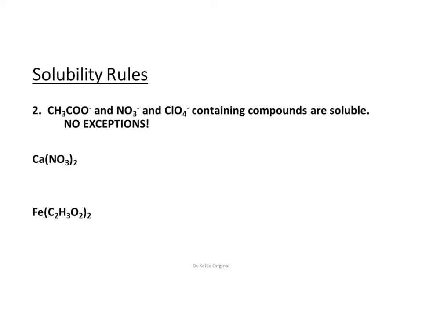Your second rule is equally as easy. Any compound that contains acetate, nitrate, or perchlorate are soluble, meaning they're going to dissolve in water. So if your ionic compound contains one of those 3 ions, they're soluble in water with no exceptions. So we have calcium nitrate. Is it going to be soluble or insoluble? Well, we see it contains nitrate. Since it contains nitrate, it's soluble in water.